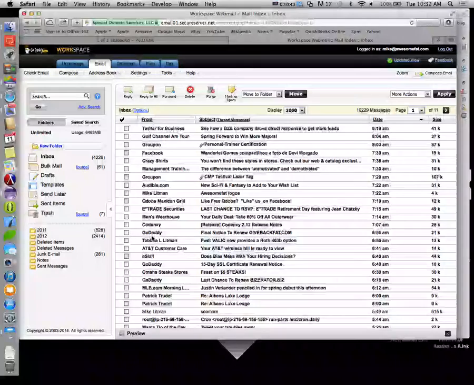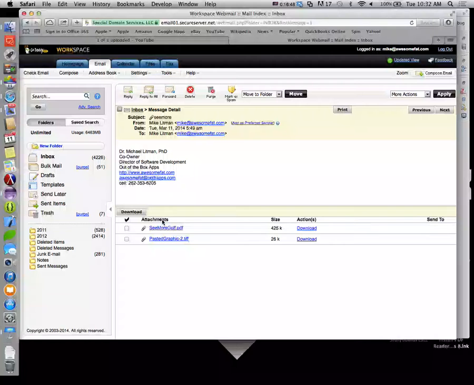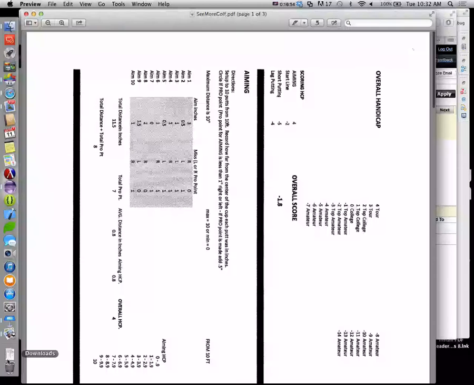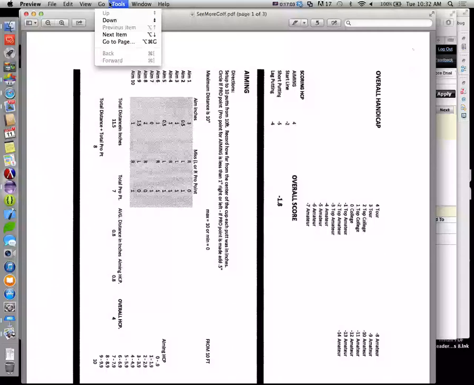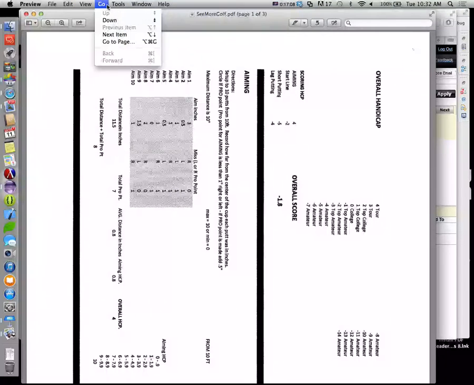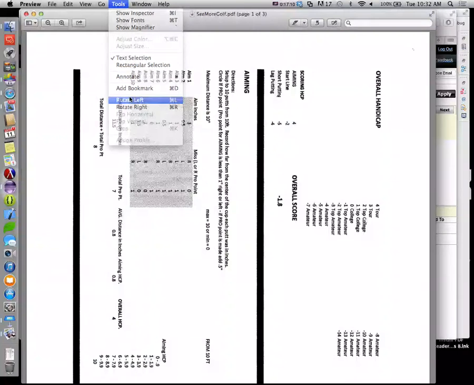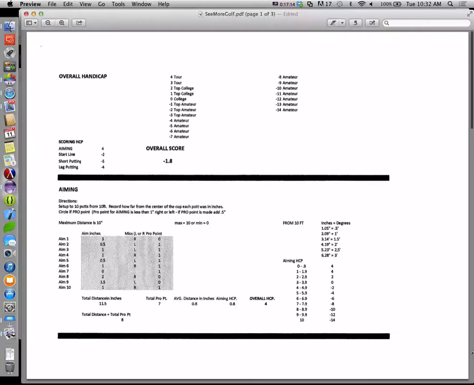Third from the bottom. Download. All right, we're in business. View needs to be rotated left, correct? Where's my rotation? And tools. Rotate left. Okay.